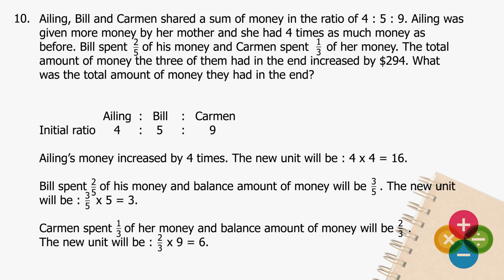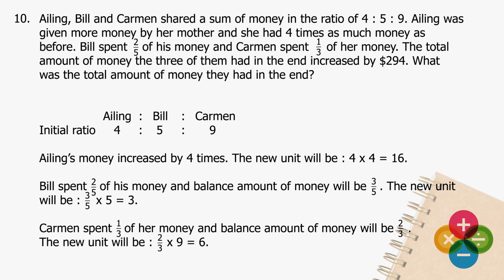The initial ratio will be 4:5:9. Ailing's money increased by 4 times. The new unit will be multiply 4 by 4, and the product is 16. Bill spent 2/5 of his money, and the balance amount of money will be 3/5. The new unit will be multiply 3/5 by 5, and the product is 3.